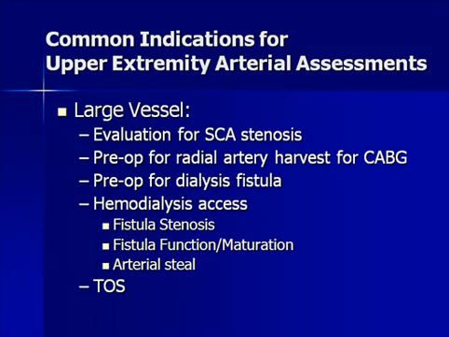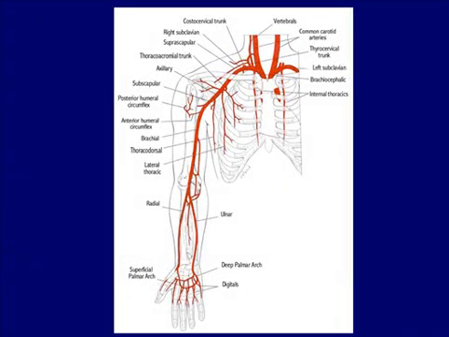Probably more commonly, we're seeing upper extremity evaluations done for patients undergoing radial artery harvest for a CABG or in a pre-op evaluation prior to the creation of a dialysis fistula. Certainly, we can also identify hemodialysis access grafts and fistulas, looking for a stenosis and such, but that topic is best reserved for another lecture. We do see patients, though, with dialysis access sites who can develop arterial steal. And lastly, we can also see patients for thoracic outlet syndrome, although in those patients we may not be doing an ultrasound as their arterial assessment.